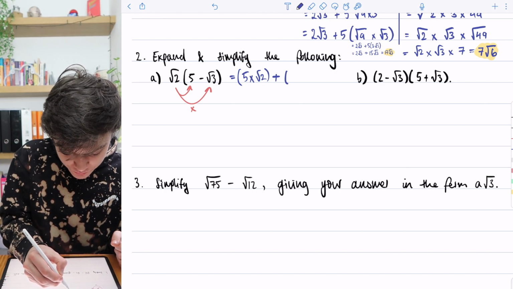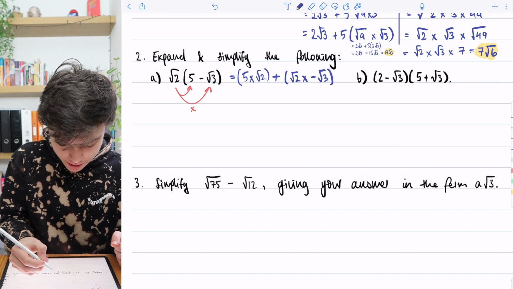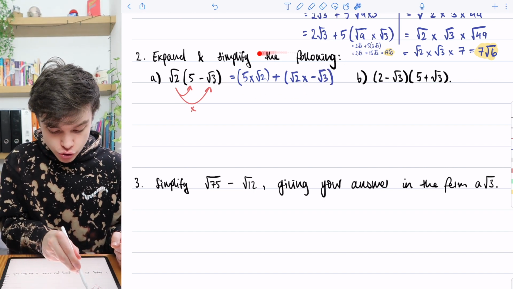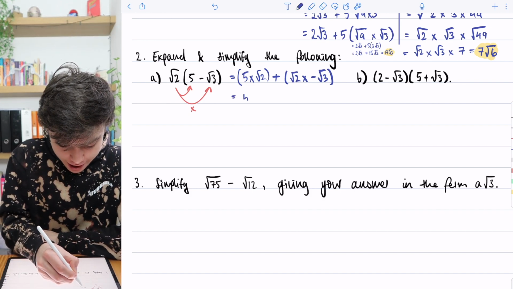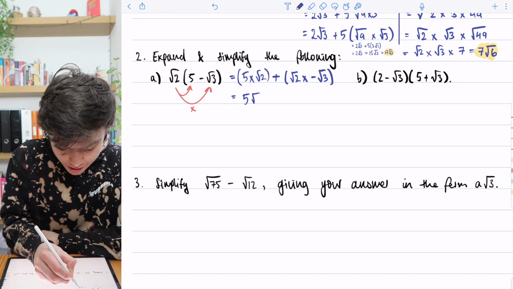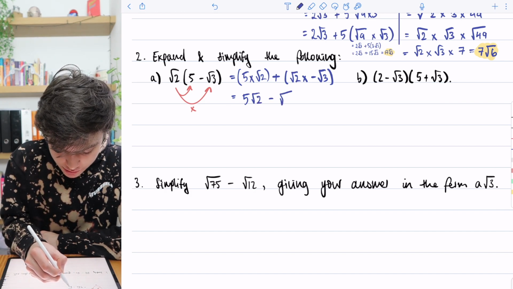So what we need is root 2 times minus root 3. And you don't have to do it in such big steps here. I'm just showing you the working out. So we can get rid of the sign there. We can just have 5 root 2. And then we can have minus root 6.